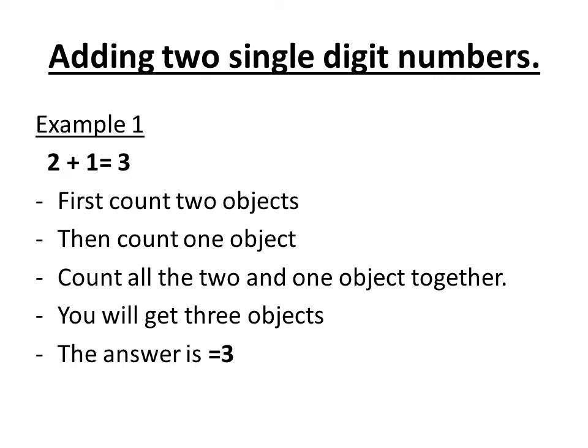Then put the objects together, the first two objects that you counted and the one object that you counted, put them together. Then after putting them together, count all the 2 and 1 objects together. How many objects do you have now? All of them together.